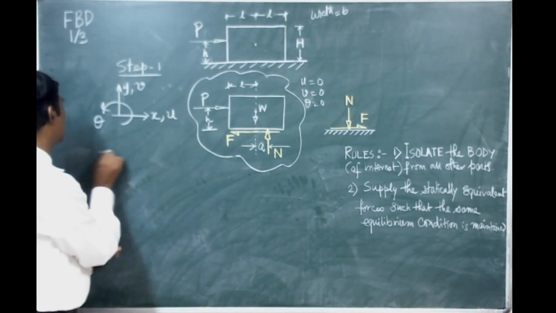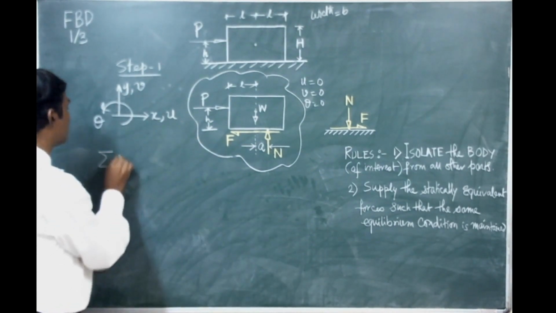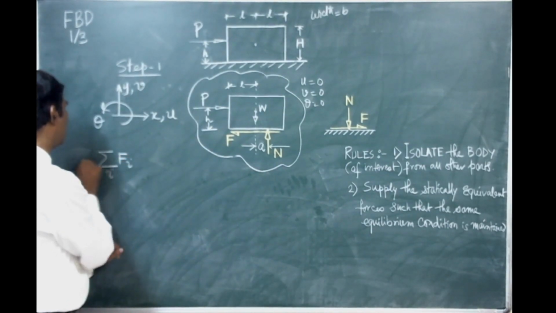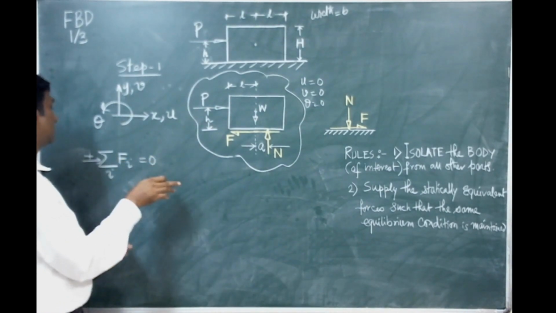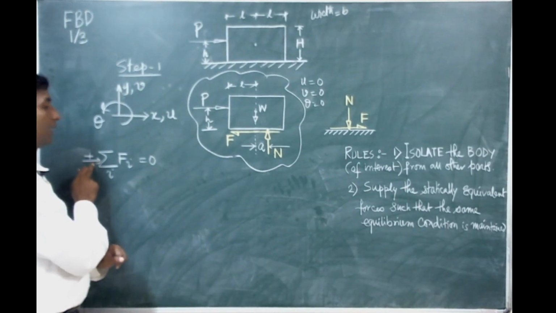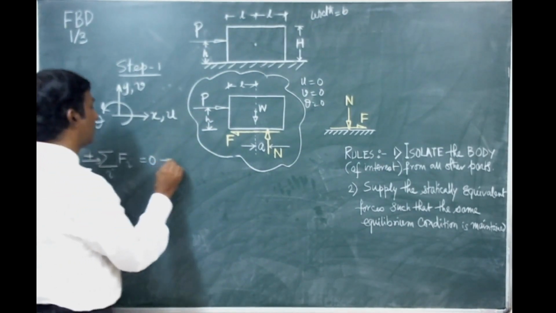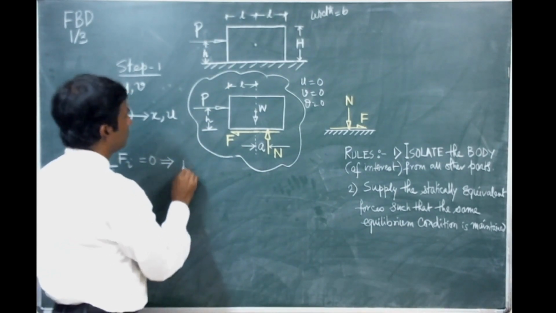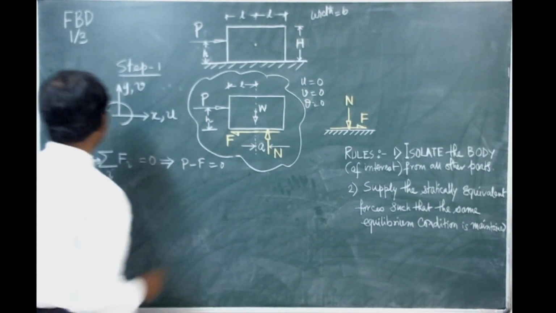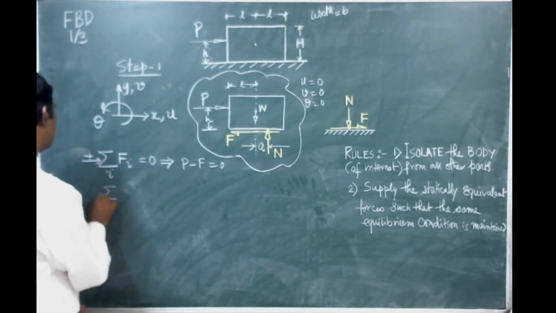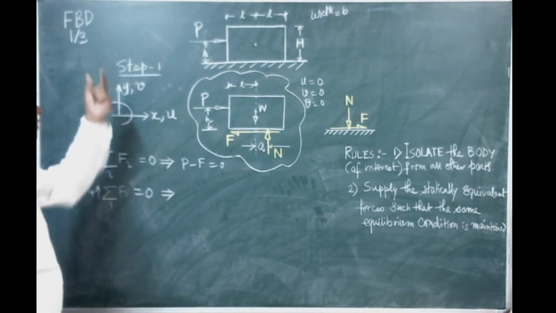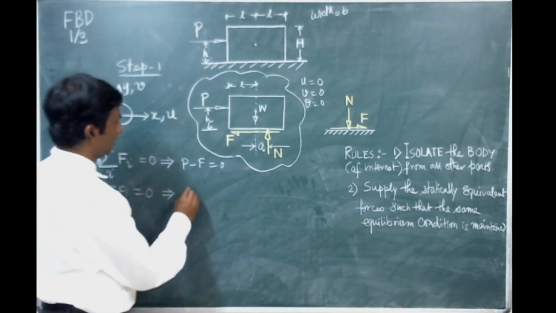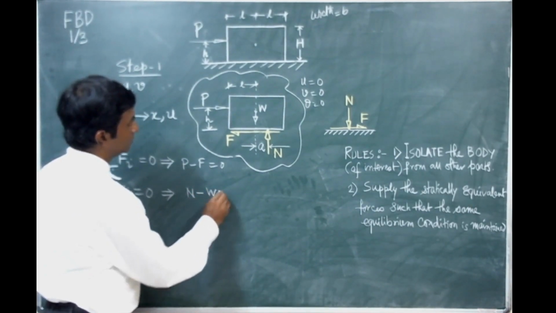For that, we either write in statement form, or this is another way of representing the equations of equilibrium. That means the sum of all forces acting along the x-axis direction, their sum is 0. That implies that P minus F equals 0. Then the second equation of equilibrium: the sum of all forces acting along the y-axis direction, their sum is 0. That means N should balance W.